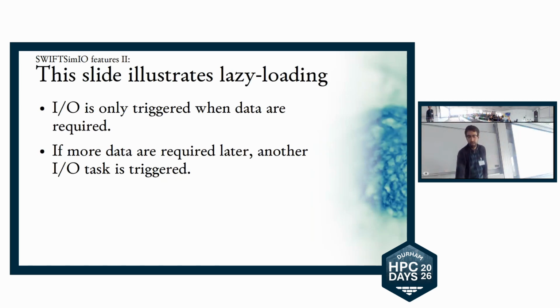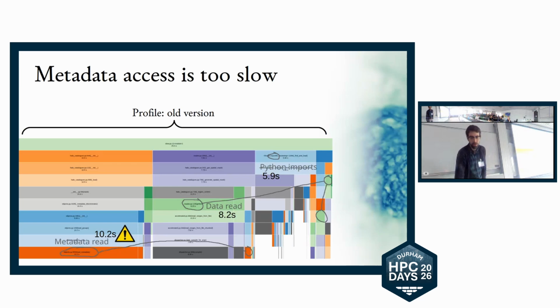We found this. We came to realize at some point, so we ran a profiler. This is from an old version of SwiftSimIO, and what we discovered is the metadata access is too slow. I know the text is tiny, I'll walk you through the important bits. So this is some function call to open up a data file that we're going to try and use for some analysis. That took 25 seconds.